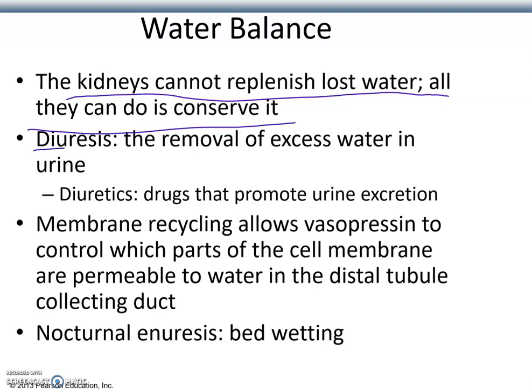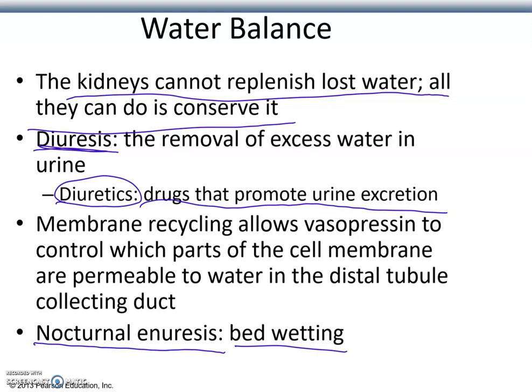A term that you absolutely need to know is called diuresis. That is the removal of excess water in the urine. Diuretics is an important class of drugs that is prescribed for people that have high blood pressure and for other situations as well. But a diuretic is a drug that promotes urine excretion. So that means you are increasing loss of volume and loss of water via urine. Another term that you should know is probably the nocturnal enuresis, that is bedwetting, which is sometimes seen in children.